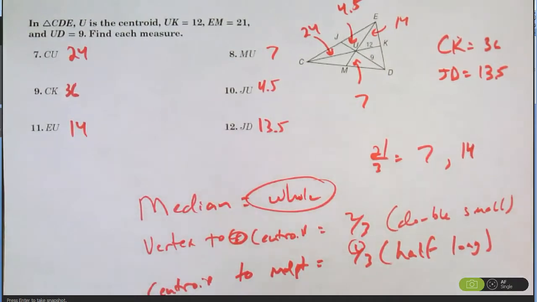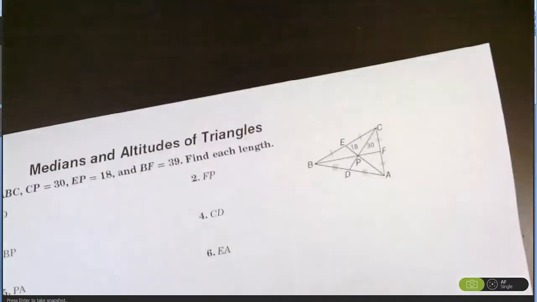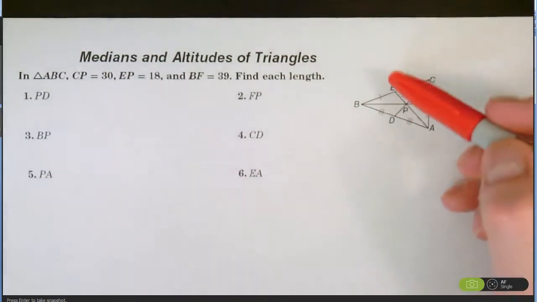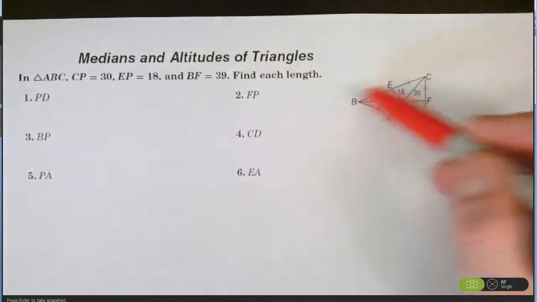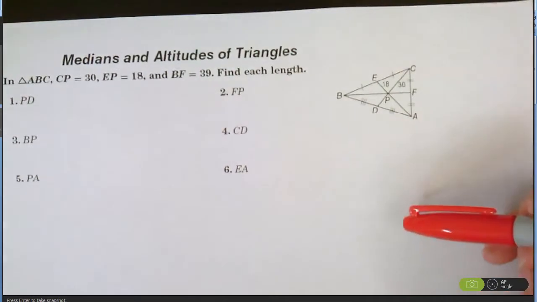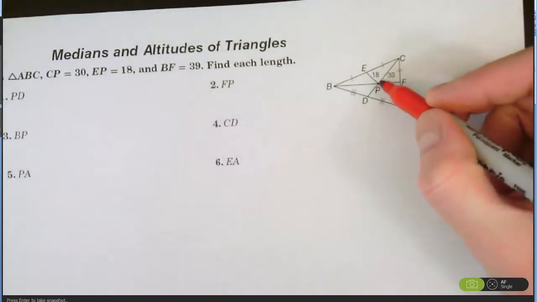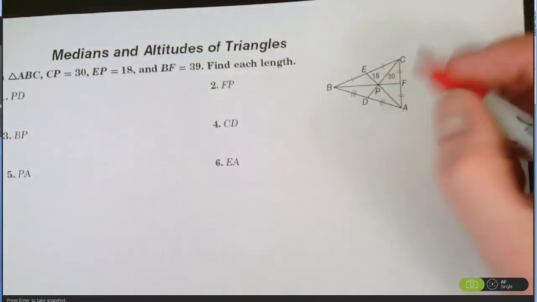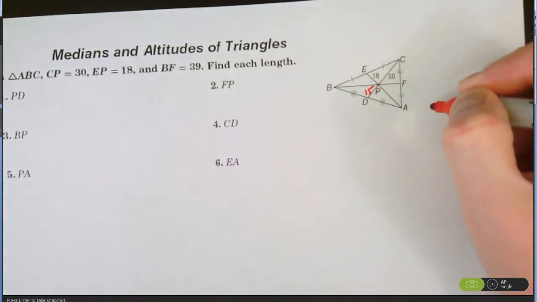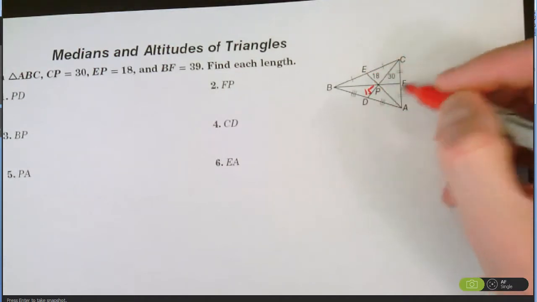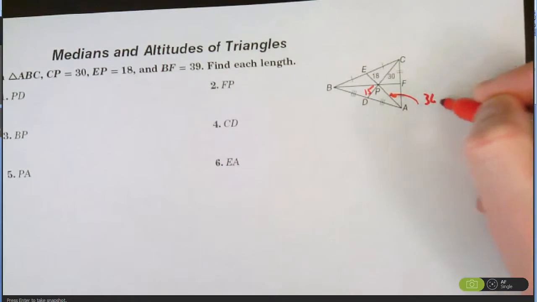Okay. So once you know that trick, these are actually really quick and easy to do. So we'll do another one real quick. Okay. In this case I know CP is 30. I know EP is 18. And I know BF, the whole length, is 39. So again, from C to P, oh, P is the centroid because of all the medians. C to P is 30, so half of that is 15. I know EP is the short one. Well, I've got to double it to get AP, so that one is 36.